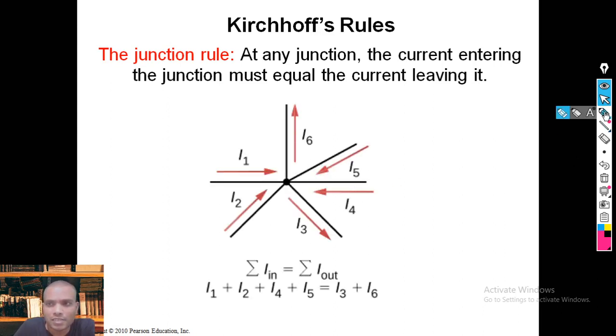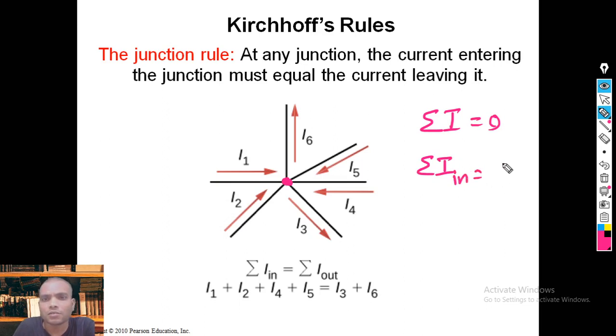Suppose I take a junction here, so this is a junction. A junction is a location where all routes pass through it. Now at a given junction, the algebraic sum of the currents is equal to 0. The algebraic sum of currents entering is equal to the algebraic sum of currents leaving. I can write that out.